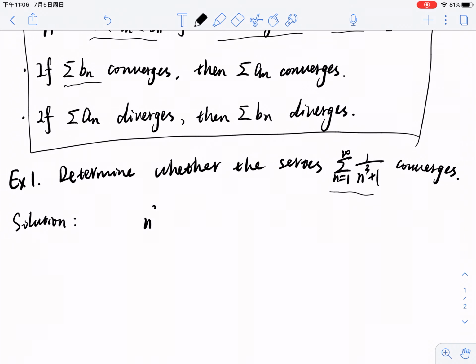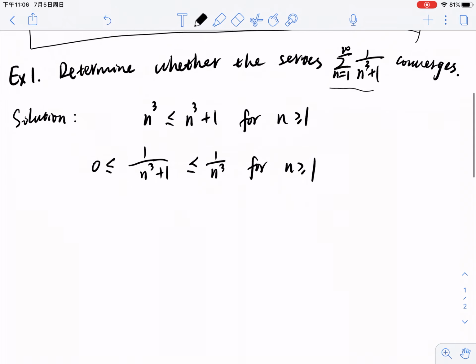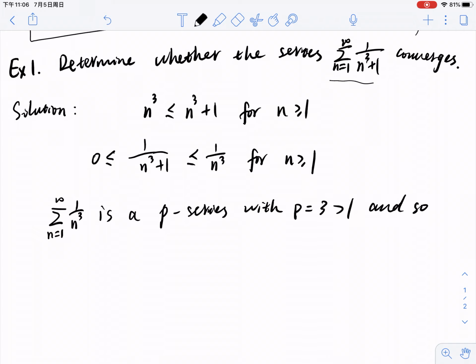So we know n cubed is less than or equal to n cubed plus 1 for n greater than or equal to 1. And 1 over n cubed plus 1 is less than or equal to 1 over n cubed for n greater than or equal to 1. This is greater than or equal to 0. We know sigma 1 over n cubed, from 1 to infinity, is a p series with p equal to 3, greater than 1, and so convergent.